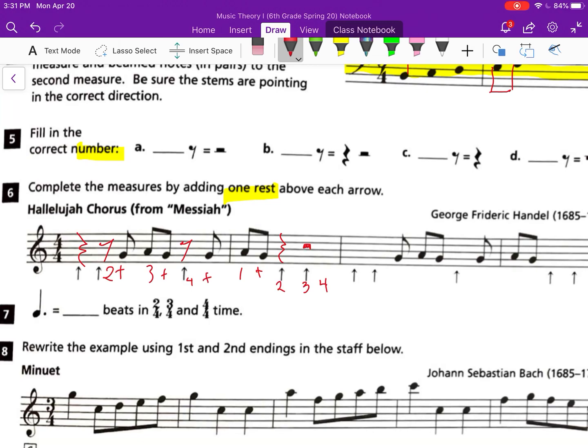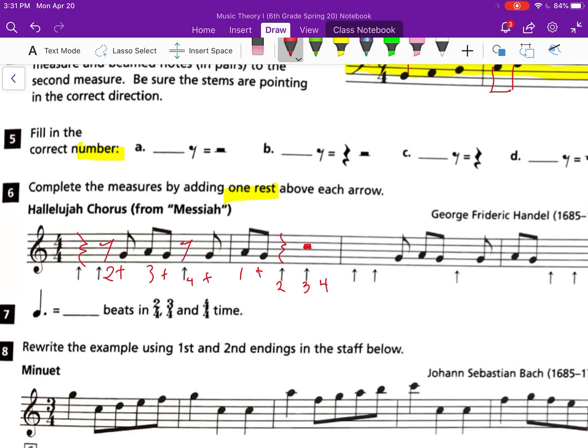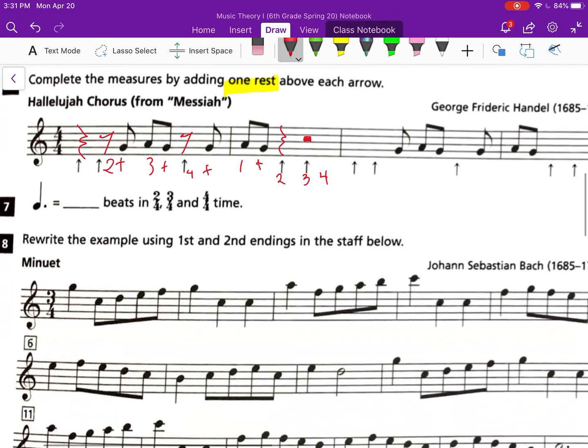So I'm going to fill in 3 and 4. It's a half rest sitting on top of that line. All right, so now you'll do the other 2 measures. Again, if you get anything wrong in those 2 measures, it's not good because I gave you the answer.